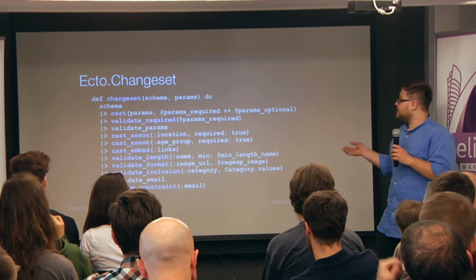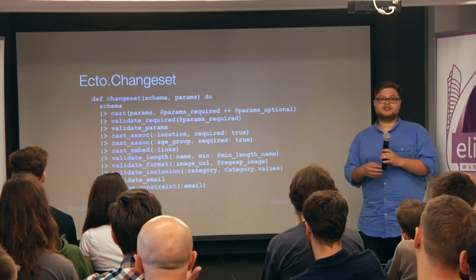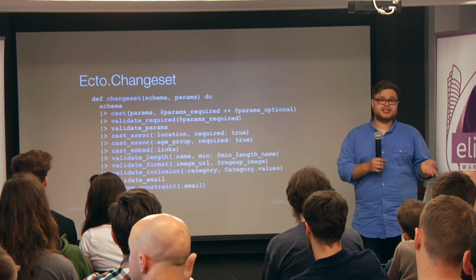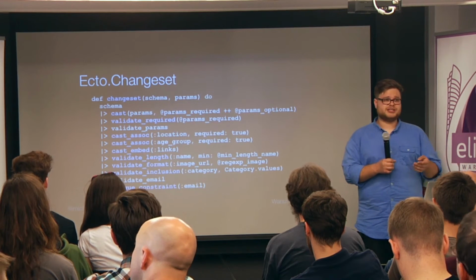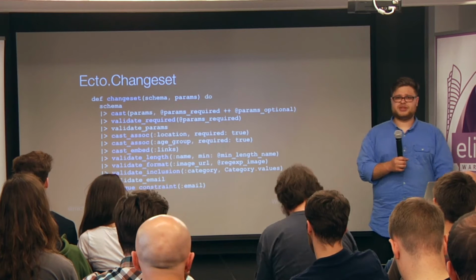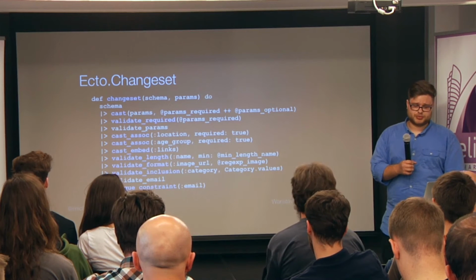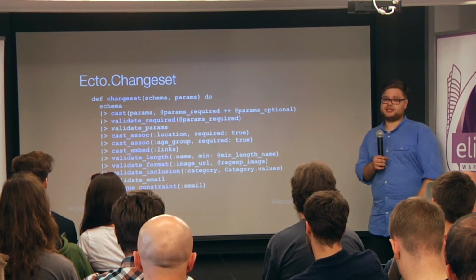And unique constraint is just one of the examples. There are constraints for foreign keys or for exclusion constraints. Basically, every constraint you can create in Postgres, you can handle them in Ecto.